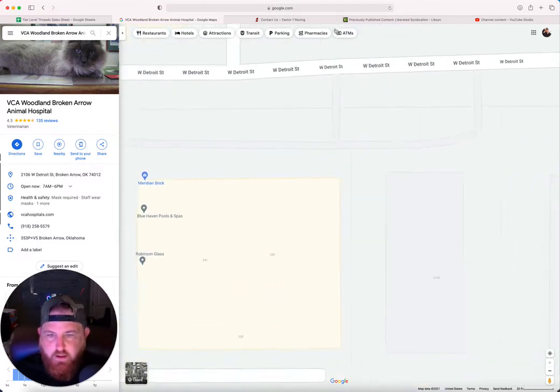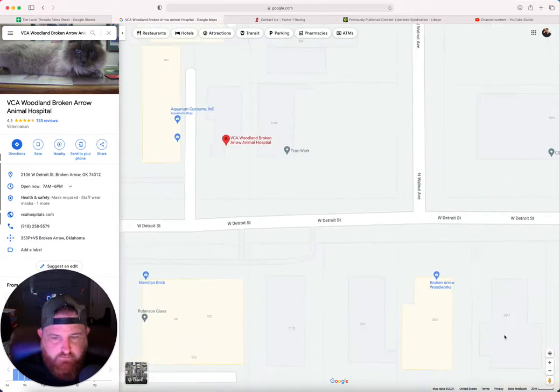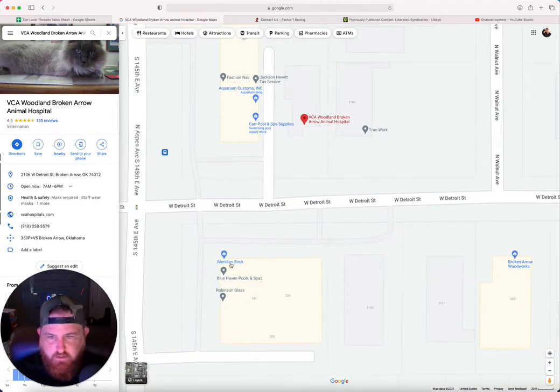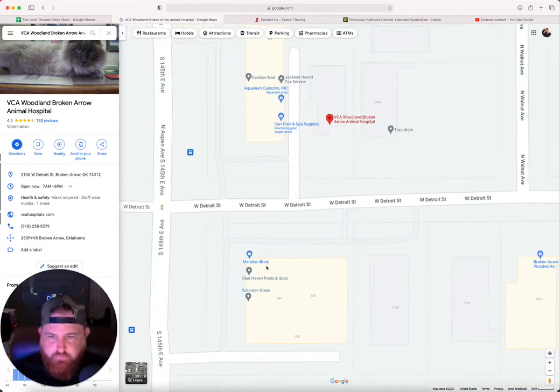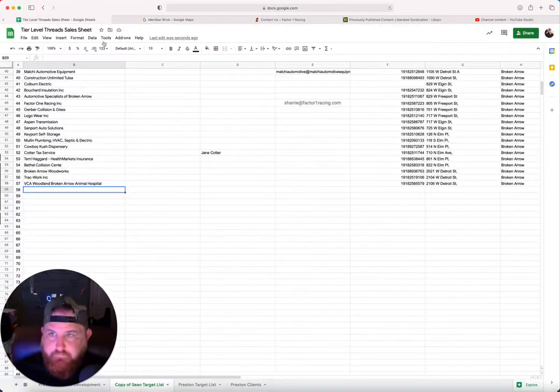So, okay, we're right here right now. Let me see what else is right here. All right, there's a couple other pool stores. I'm going to put some of these in there. So this is called Meridian Brick. I know this place because I actually picked out my brick for my house from there. So again, I know they wear polo shirts because I've seen them in there.